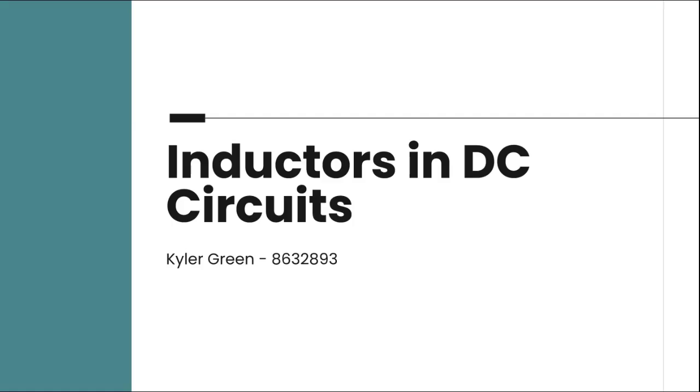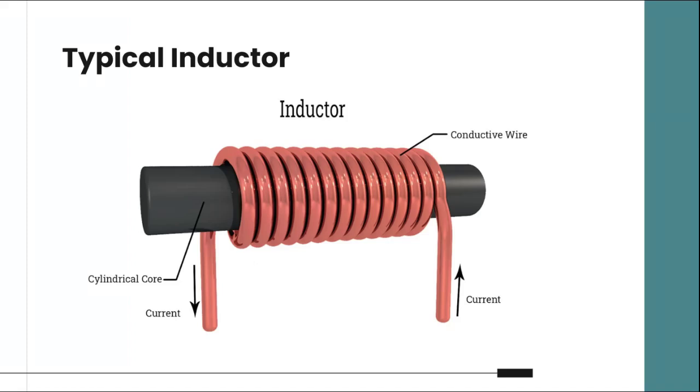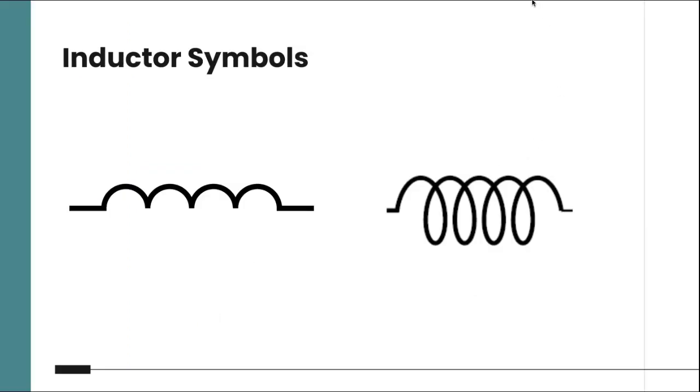Today, we'll be investigating inductors in DC circuits. An inductor is a passive electrical component which stores energy in the form of a magnetic field, charged up by the flow of current. Inductors typically consist of a coil of insulated wire wound around a core, and electrical diagrams are denoted by the use of either of these two symbols.